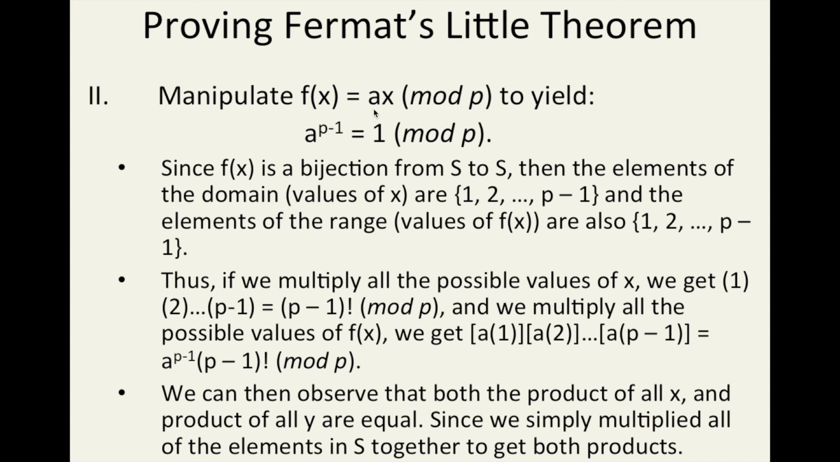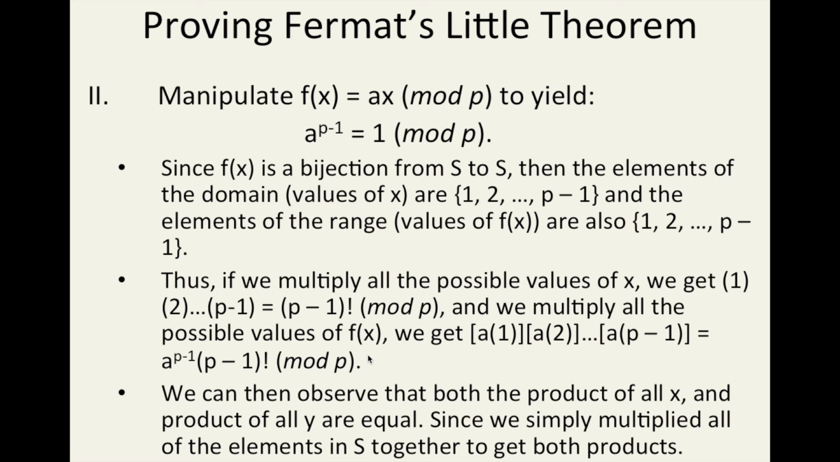And that's just because if we multiply all of the ax's together, with x being 1 to p minus 1, you simply get a times 1, a times 2, and so on, which is simply a to the p minus 1 times p minus 1 factorial. And again, that's simply because 1 times 2 times 3 all the way to p minus 1 is p minus 1 factorial. And since there are p minus 1 numbers in this domain, we simply multiply by a, p minus 1 times.